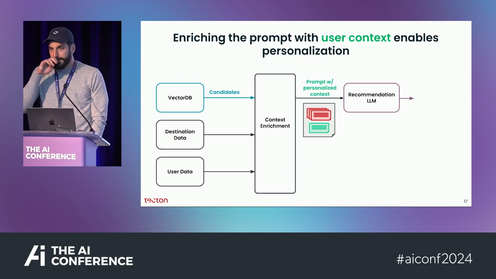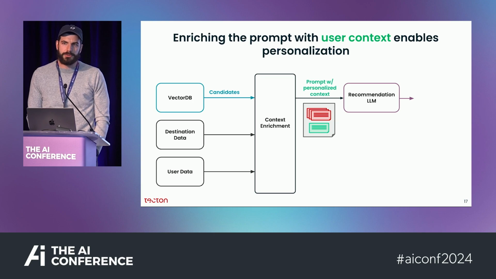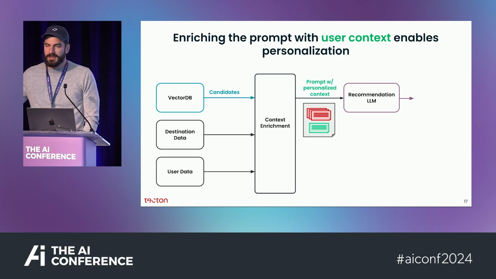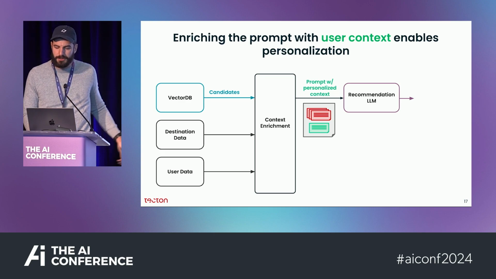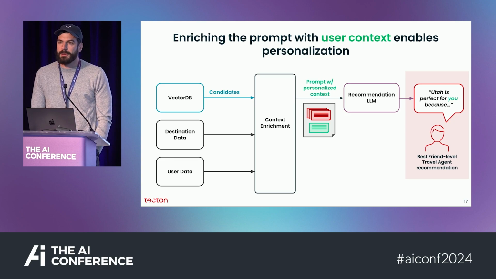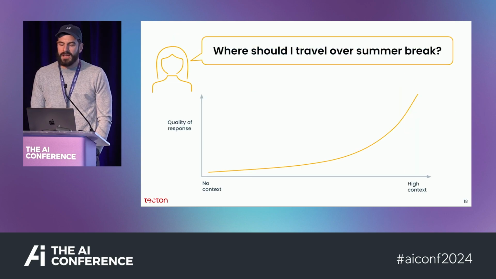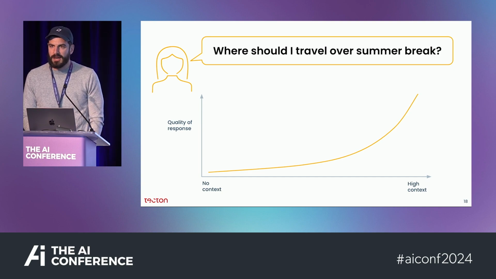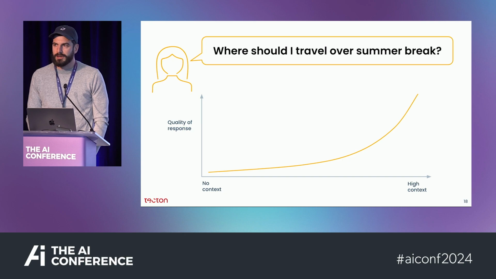And ultimately, we're building this more complex data architecture, right? It's connecting to all of the information about the candidates. It's connecting to all of the information about the user. This is a very simplified view of this architecture, but it's kind of challenging. But then I can get a better recommendation. Hey, Utah's the best place for you because of X, Y, Z, right? And so the moral of the story here is that higher quality context leads to better quality of response.